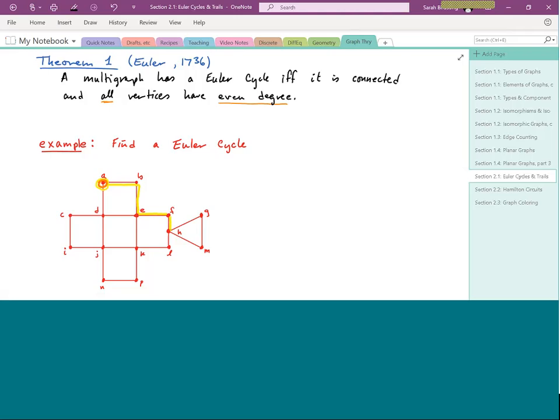Because if you go to L, what happens? You can't travel an edge more than once. So if we went down here to L, we'd never be able to get back to the edges in this triangular shape. So we have to either go to G or to M. It doesn't matter which. Do you guys have a preference?